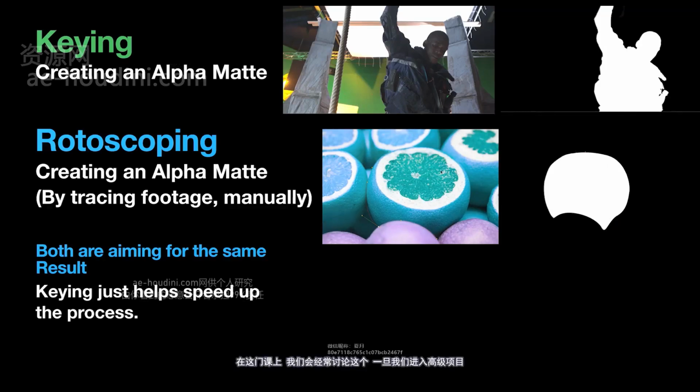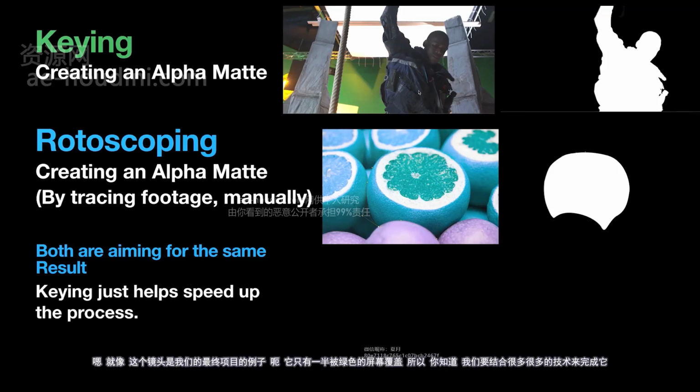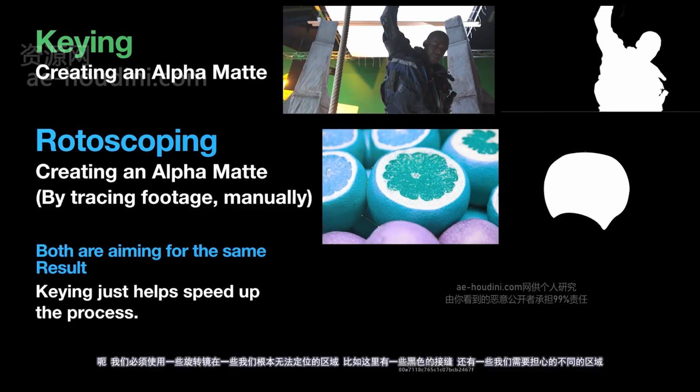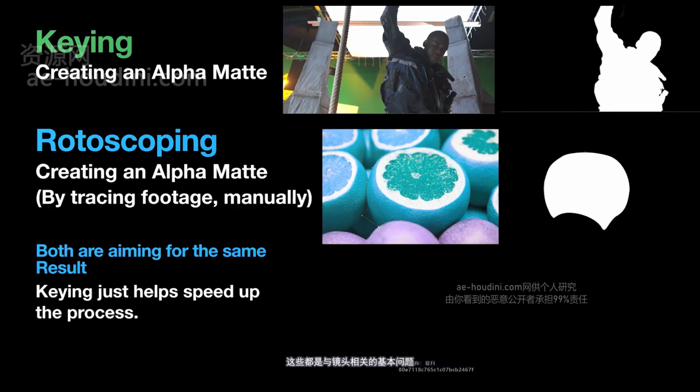And we're going to talk about that a lot in this class once we move into the advanced projects, like this shot, which is our final project example. It's only half covered by green screen. So we're going to have to combine many techniques to pull this off. There are some luminance keys that we could pull, which is a key that just goes off the brightness. We will have to use some rotoscoping where there are areas that we just can't key at all, like there are some black seams here and some different areas that we're going to have to worry about. So those are just the very basic problems associated with the shot. There's going to be quite a lot to do, but it does involve keying and rotoscoping together. And so we'll look at that later.